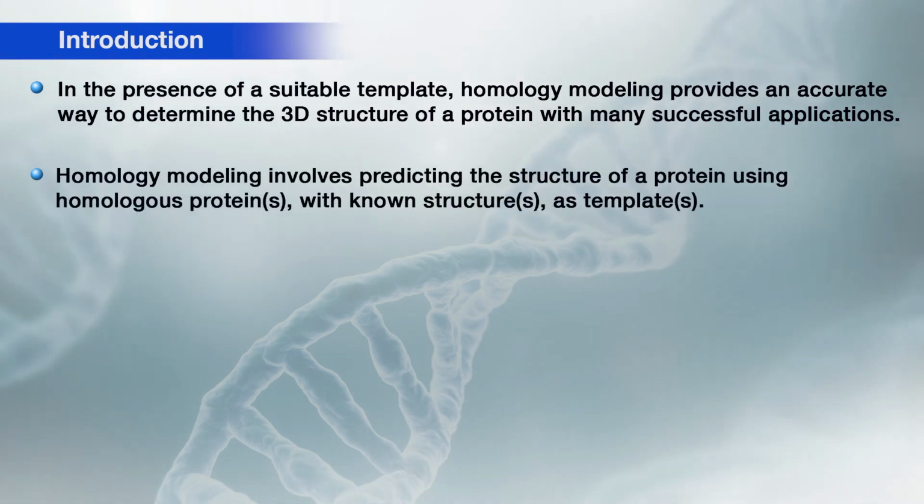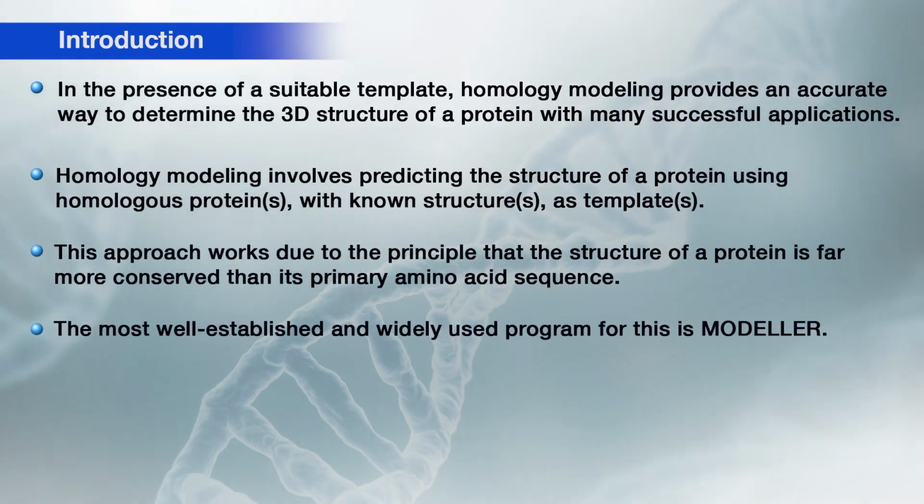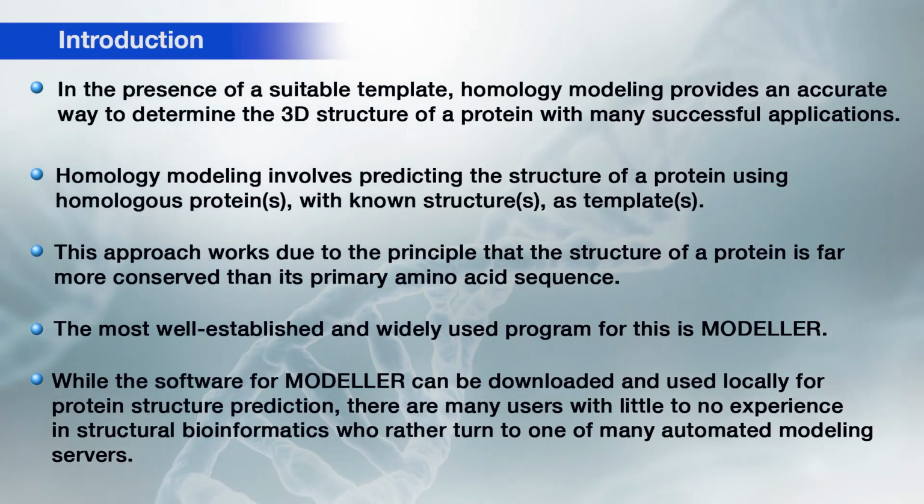Homology modeling involves predicting the structure of a protein using homologous proteins with known structures as templates. This approach works due to the principle that the structure of a protein is far more conserved than its primary amino acid sequence. The most well-established and widely used program for this, which we have already seen in previous lectures, is Modeler. Modeler is software by Salilab which can be downloaded and used locally for protein structure prediction.